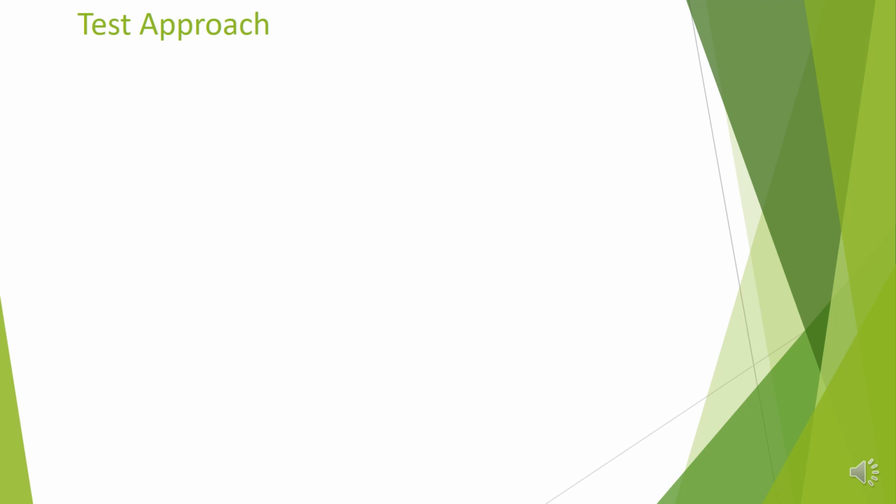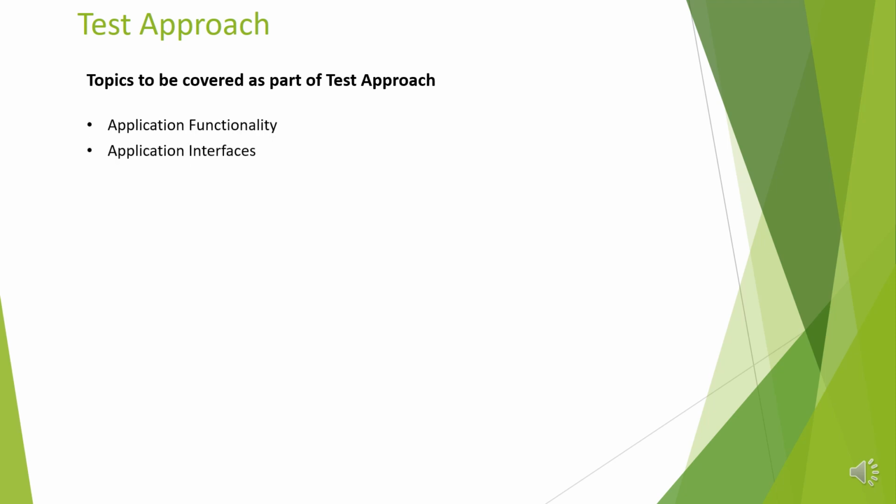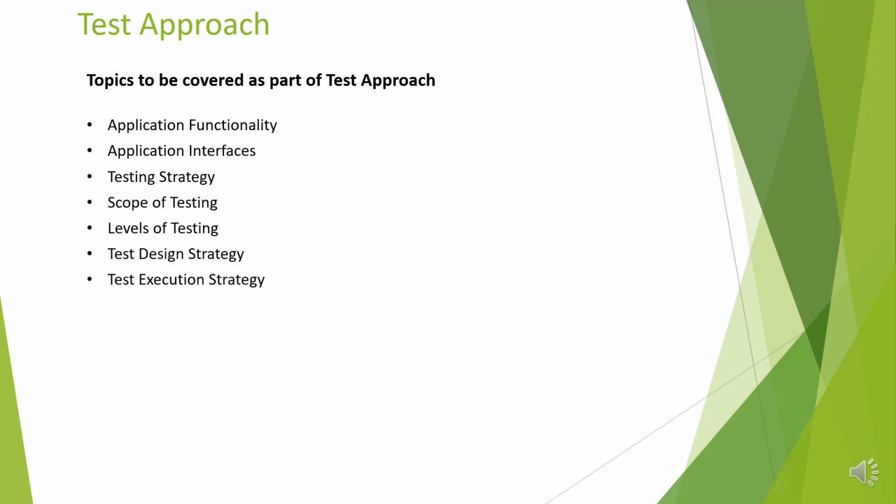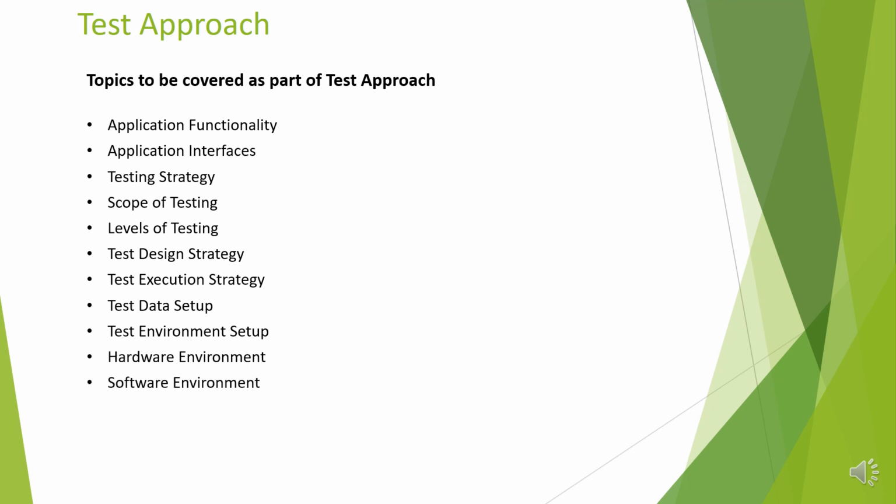Topics to be covered as part of the test approach document: application functionality, application interfaces, testing strategy, scope of testing, different levels of testing, test design strategy, test execution strategy, test data setup, test environment setup, hardware environments, software environments, test completion criteria, and critical success factors.